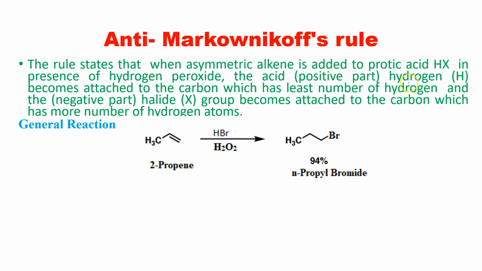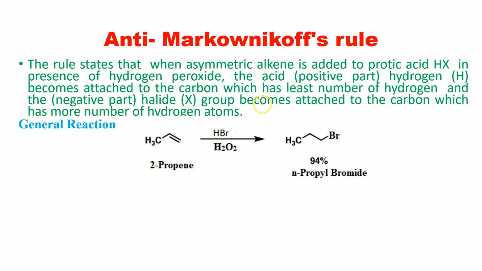The acid's positive part, hydrogen, becomes attached to the carbon which has the least number of hydrogens. Very important to note here, it is quite opposite to the Markovnikov rule. The positive part, hydrogen, becomes attached to the carbon which has the least number of hydrogens, and the negative halide group becomes attached to the carbon which has more hydrogen atoms.